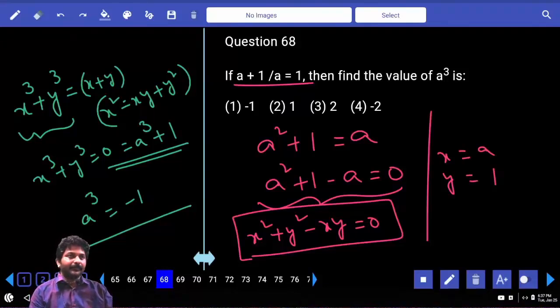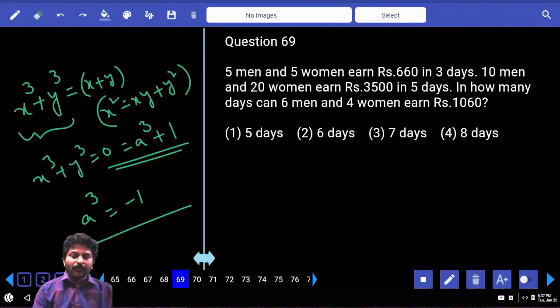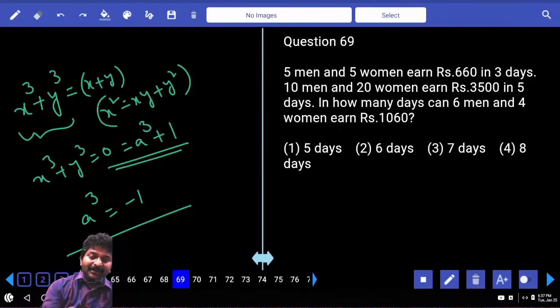Okay, next. 5 men 5 women earn 660 rupees in 3 days. 10 men and 20 women earn 3500 in 5 days. In how many days can 6 men and 4 women earn 1060?